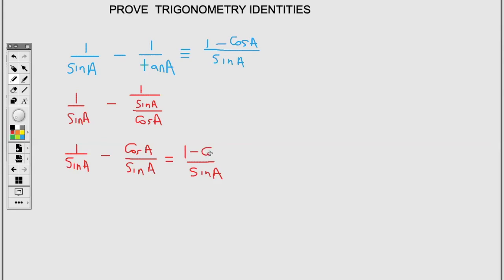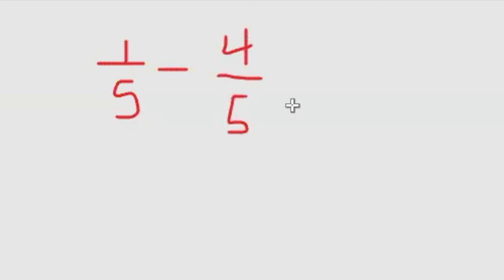Now, just in case somebody is still not understanding how I did this, just think of numbers when you're doing these LCM in trigs. If I have 1 over 5 minus 4 over 5, we know that when we're using numbers, we leave the denominator as is. So I'll have the 5 in the denominator, then I'll say 1 minus 4.